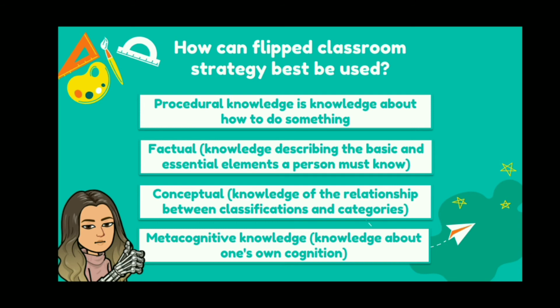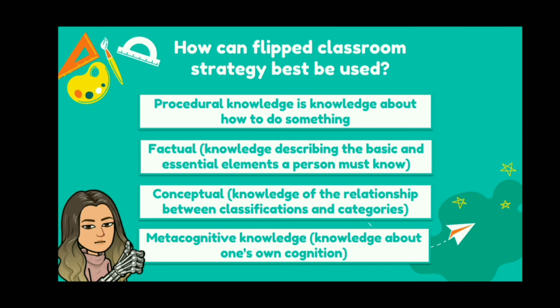Although scaffolding and chunking of content will be very important, not only to ensure that videos are short, but also to make certain that all of the steps of the procedure are introduced adequately so students understand it thoroughly. Although procedural knowledge is arguably the best type of knowledge to teach using the flipped classroom strategy, the other three types of knowledge, which are factual, conceptual, and metacognitive knowledge, can also be taught using this strategy.